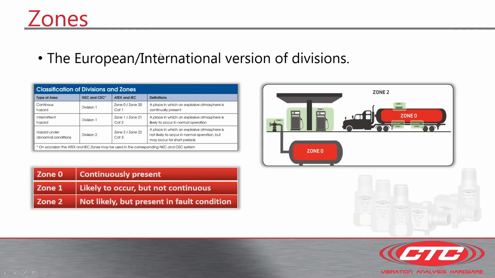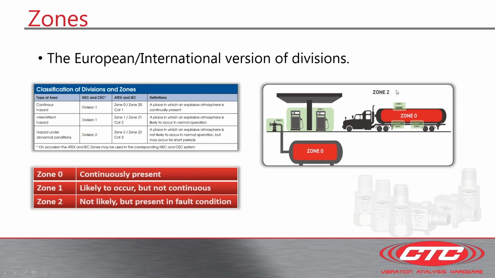Zones are the European or the international version of divisions. In Zone 0, hazardous material is constantly present. In Zone 1, hazardous material is likely to occur but not continuous. And in Zone 2, hazardous material is not likely but present in a fault condition.